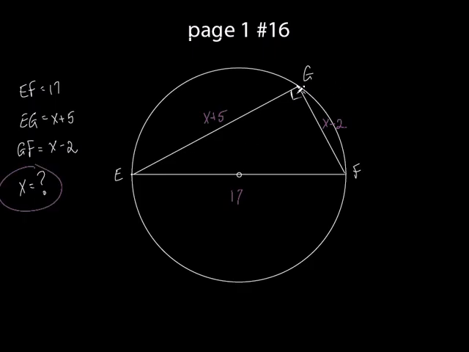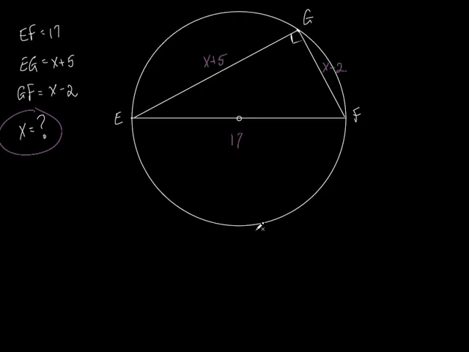Again, the key is to understand this is a right angle, this is a right triangle. So now I can just do the Pythagorean Theorem. Let's see what we get here. So this is our hypotenuse. These are our two legs. So I square the two legs, add them up, and that equals the hypotenuse squared. That's just straight up Pythagorean Theorem.